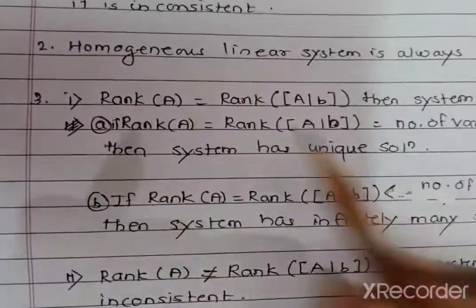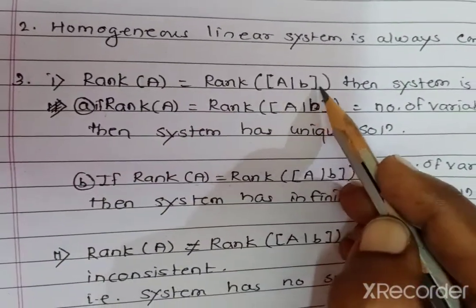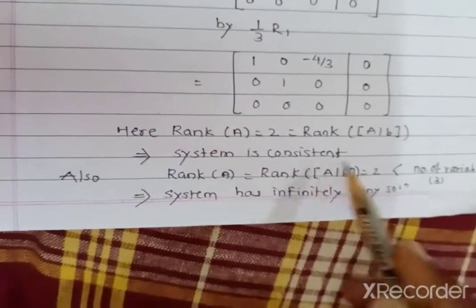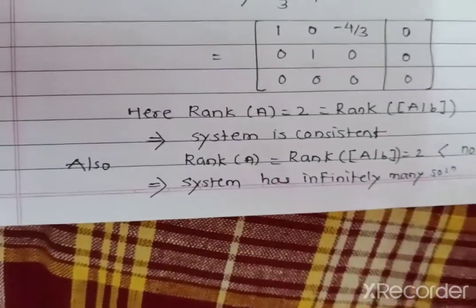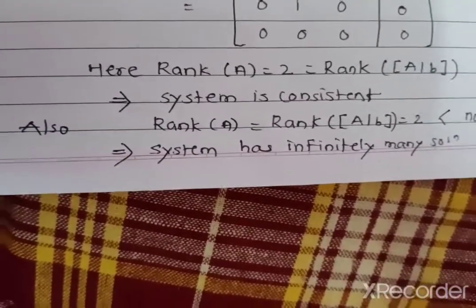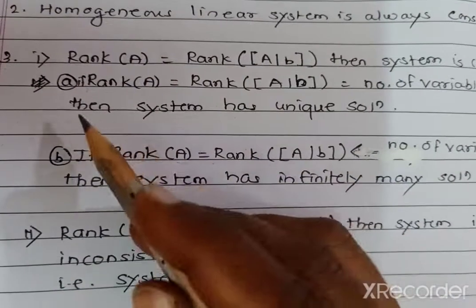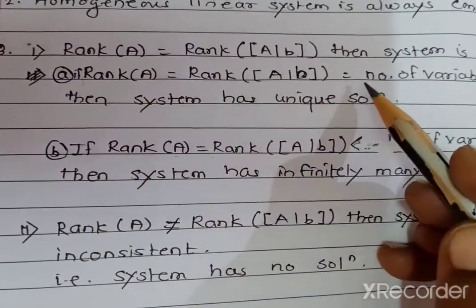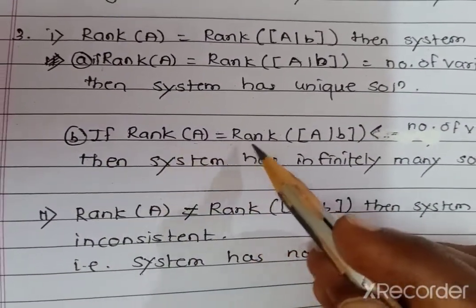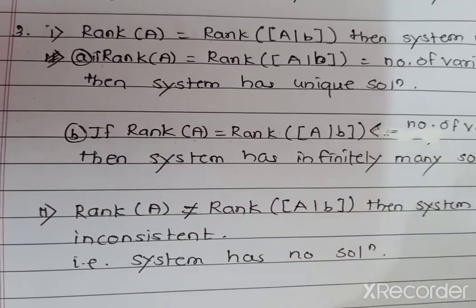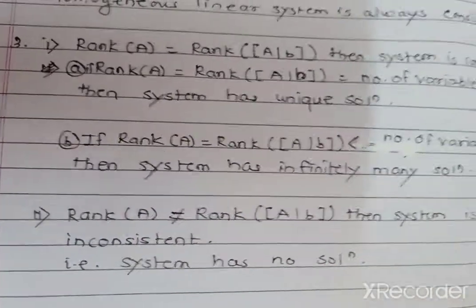So both are the same. So as per our remark, if the rank of A equals the rank of A augmented B, then the system is consistent. So we may write down here the system is consistent. But we know that the system being consistent means it has a solution. So now we have to check which type of solution occurs, either unique or infinitely many solutions. If the rank of A equals the rank of A augmented B, which equals the number of variables, then the system has a unique solution. And if the rank of A equals the rank of A augmented B, which is less than the number of variables, then the system has infinitely many solutions.